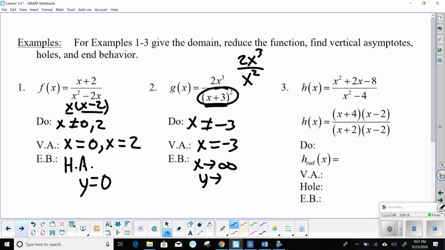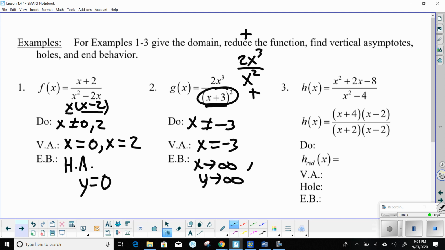So if I plug in really big numbers, I have to decide if it's going to positive infinity, it's going up, or it's going down to negative infinity. Well, if I plug in really big positive numbers, the top will be positive, and the bottom will be positive. That means it's going to positive infinity.